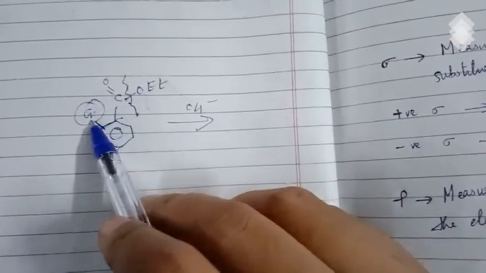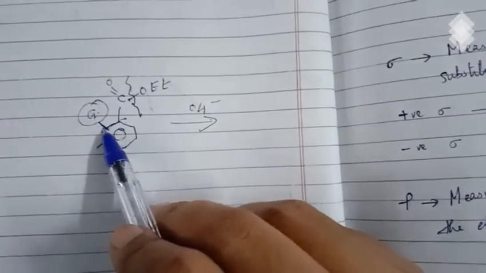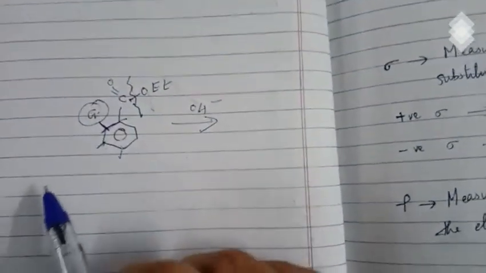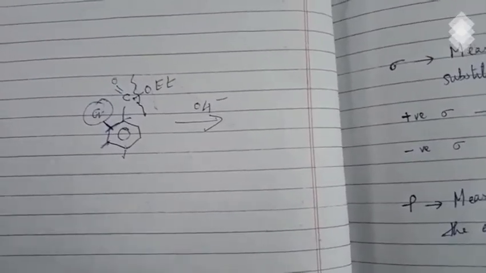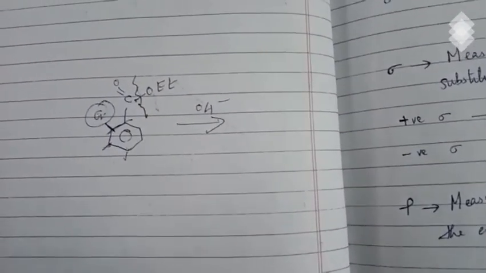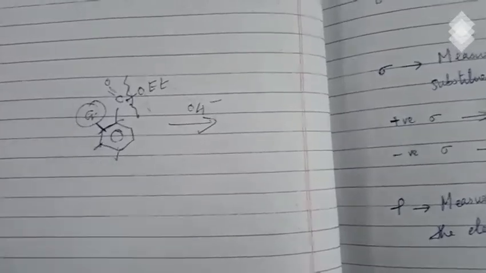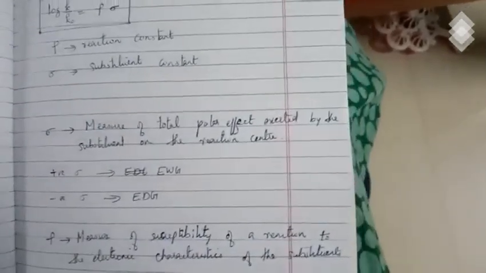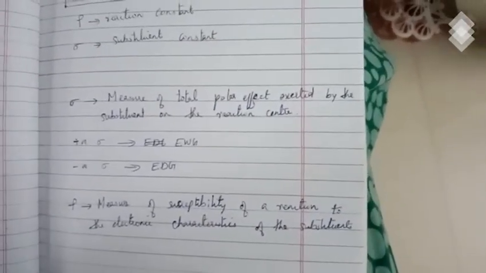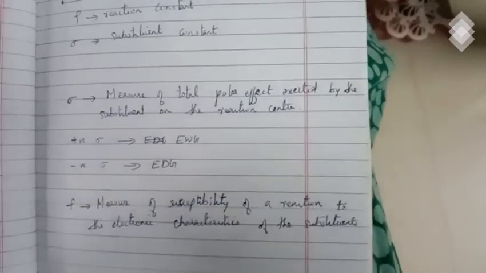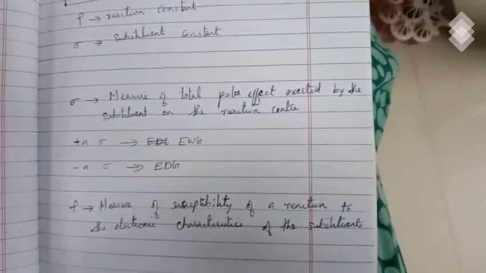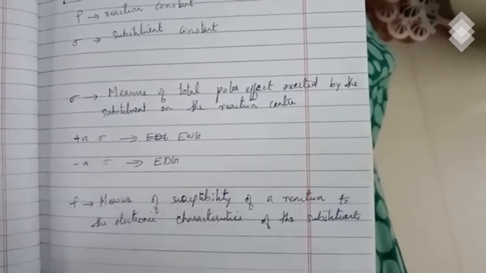If we consider the ortho substituent also, there will be polar effect, and along with that there will be a steric effect also. So we will not get a linear relationship. That straight line graph won't be obtained for ortho substituents. It was obtained for only meta and para substituents. And sigma is the measure of total polar effect exerted by the substituent on the reaction center. Only the polar effect. No steric effect was considered in the Hammett equation. Only the polar effect of the substituent was considered.